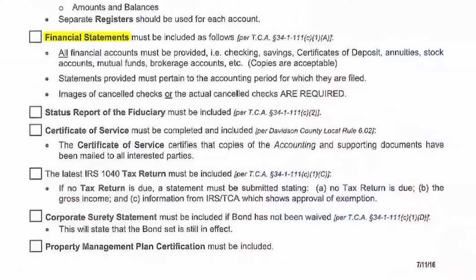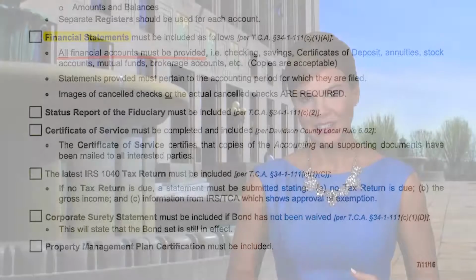The next item on the checklist is for financial statements. Financial statements for all financial accounts must be provided. For example, statements for checking, savings accounts, certificates of deposit, annuities, stock accounts, mutual funds, brokerage accounts, and the like must be included in your accounting. Statements provided must pertain to the accounting period for which they are filed. In addition, images of canceled checks or the actual canceled checks are required.